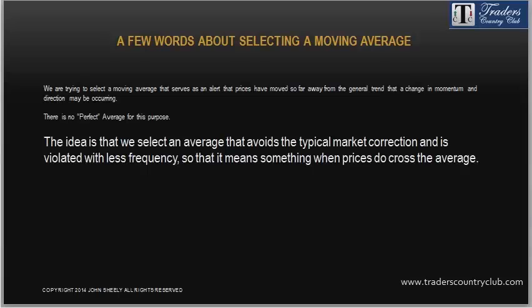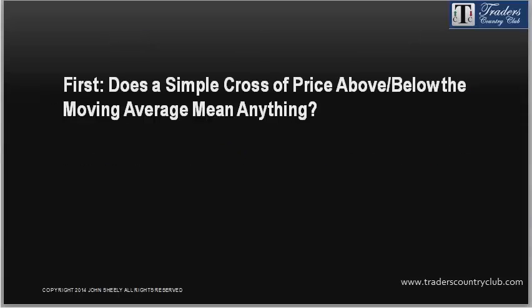There is no one single moving average that has a significant advantage over long periods of time, as long as the average that you select avoids the typical market correction within a trend. I just mentioned trading signals. Exactly what is a trading signal to buy or sell when you use a moving average? We're going to examine whether a cross by price above or below a moving average can be used as a trading signal to indicate a change of trend.